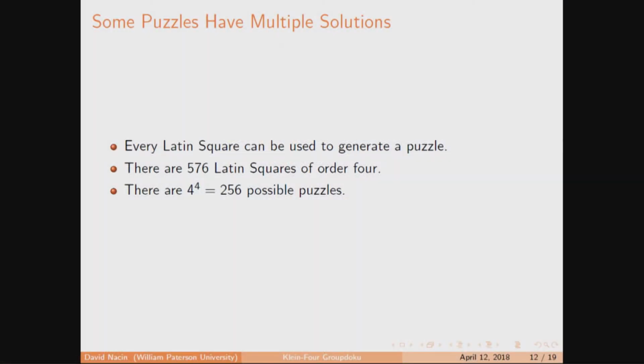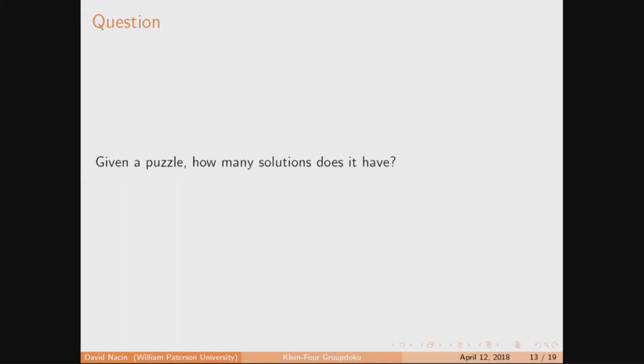Yes. Do some puzzles have more than one solution? And the answer to this is much simpler. Well, any Latin square could be used to make a puzzle. You just make the clues fit whatever that Latin square is. There are 576 Latin squares. There are just not enough puzzles to go around. So of course, we're going to have some puzzles with multiple solutions. So then the real question that we probably want to know is, given a puzzle, how many solutions does it have? And in the time we have here, I'll just discuss the strategy for doing this.